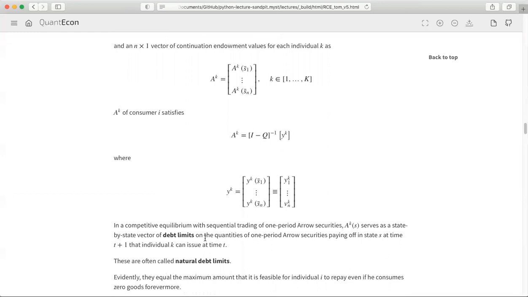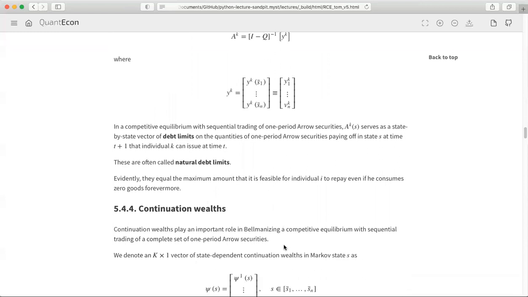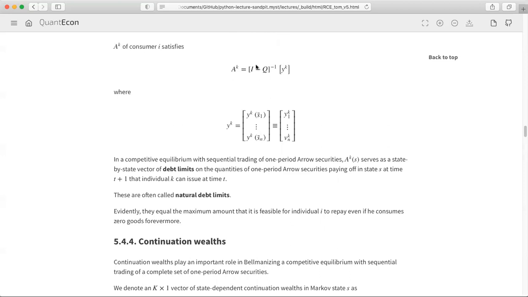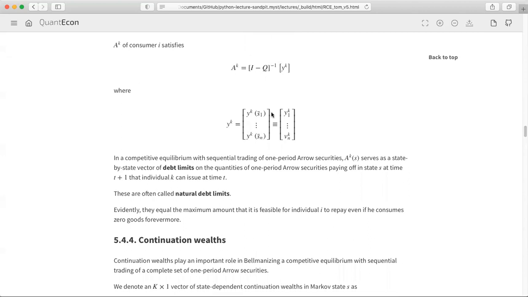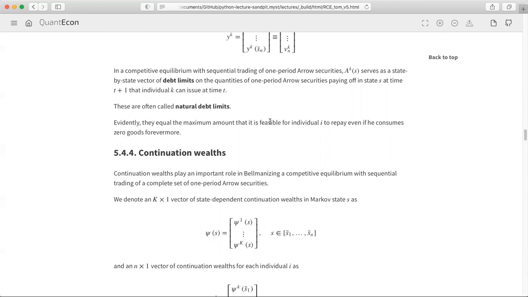We then had to calculate debt limits, and the debt limits were these, because that was the maximum amount you could pay if you arrived in a state, if you never consumed anything ever again in any time or any state. That's what the value of your endowment is. So that was a debt limit that Arrow had to impose step by step. And then we got these continuation wealths.